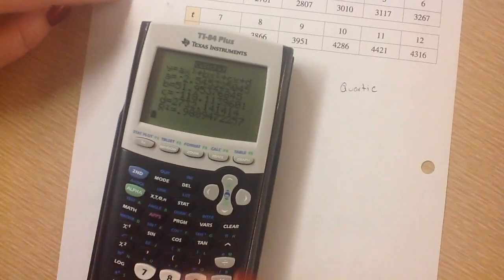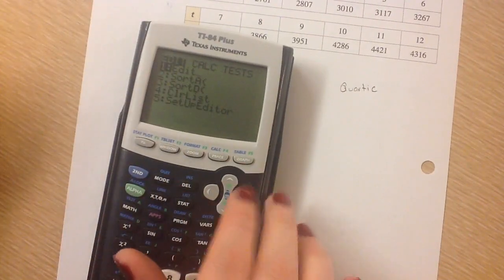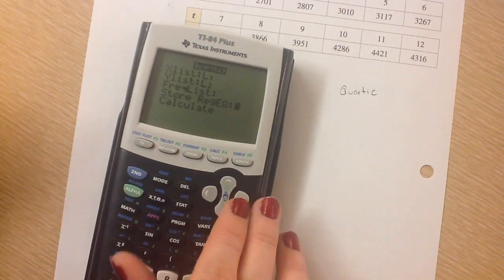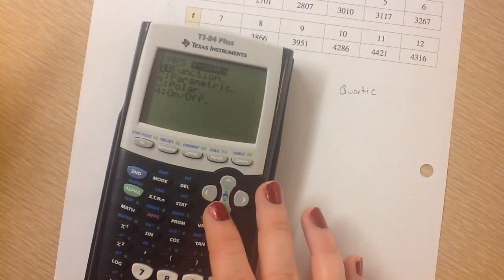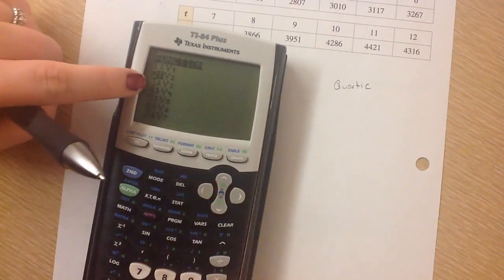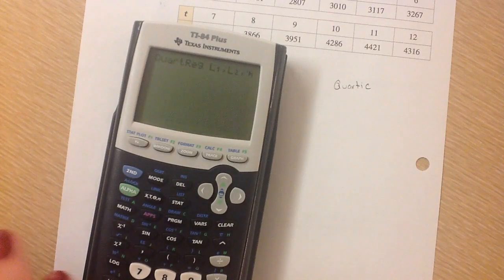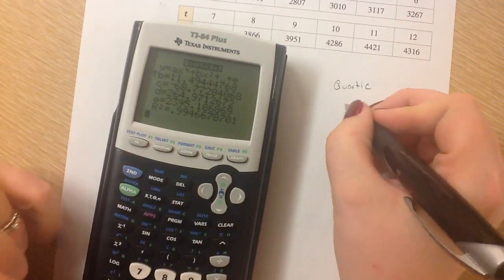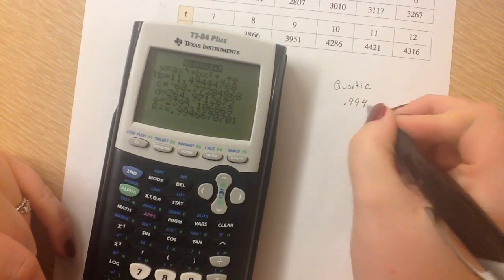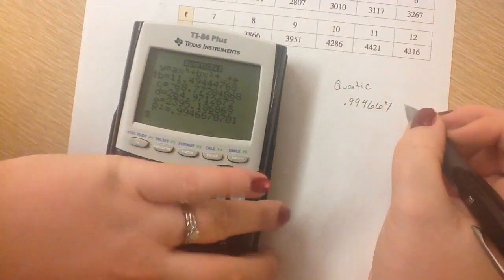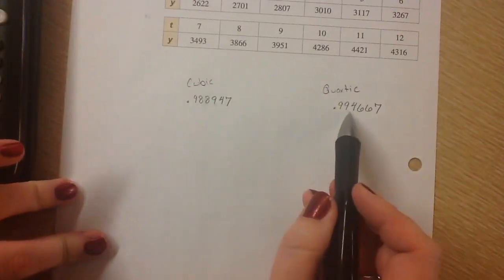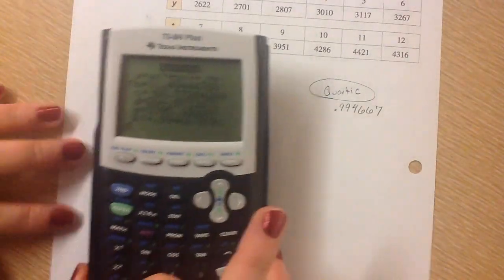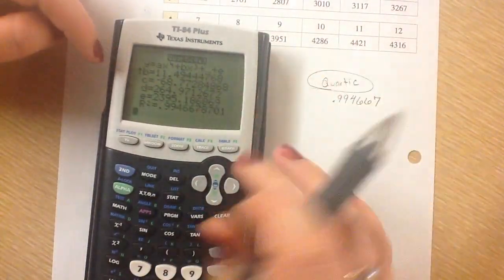Okay, and now let's do quartic, stat again. Calculate, quartic, option 7. But now I'm going to store this regression in y2, so I have them both there when I like them. Function, so I'm going to arrow down to y2. Calculate. Okay, my R value, I'm going to have to arrow down to find it. 0.994667. So which one was closer to 1? The quartic was closer to 1, so that's the one we'll go ahead and write down. And that's the one I have up there right now.